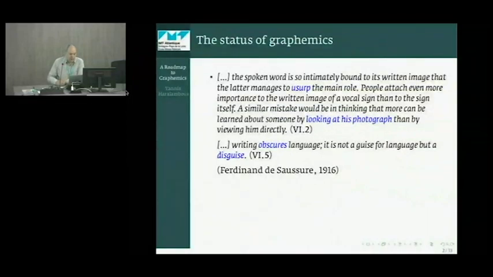So, as it has been said many times in this conference, Ferdinand de Saussure in 1916 wrote some quite nasty things about written language. So this written image will usurp the main role, and looking at writing is like looking at a photograph of somebody instead of viewing him directly. Writing obscures language, it's a disguise, and so on. So no wonder linguistics after that wouldn't consider writing in a favorable way.